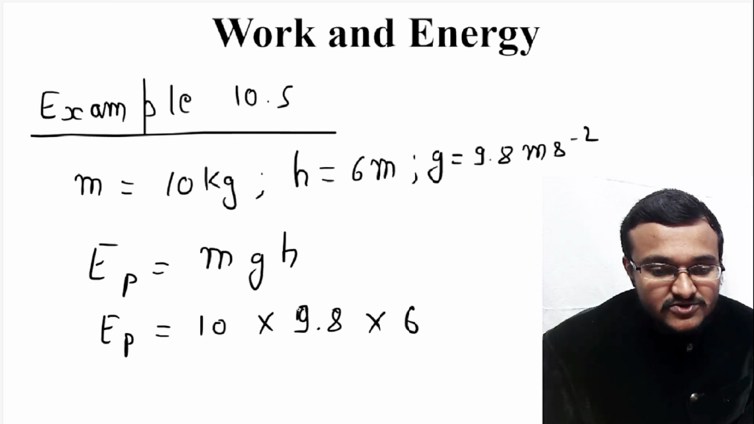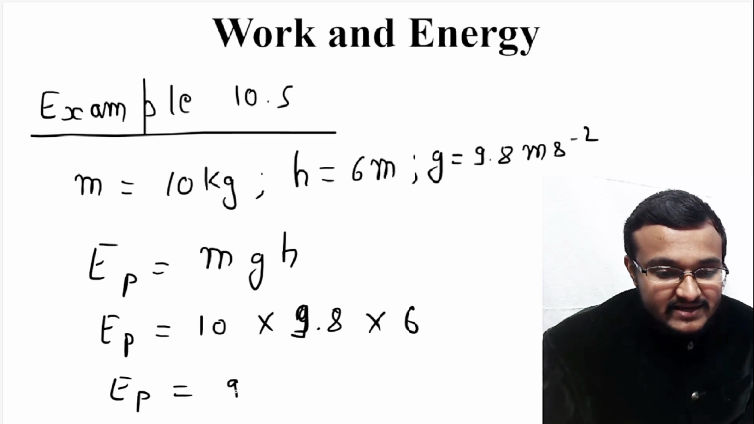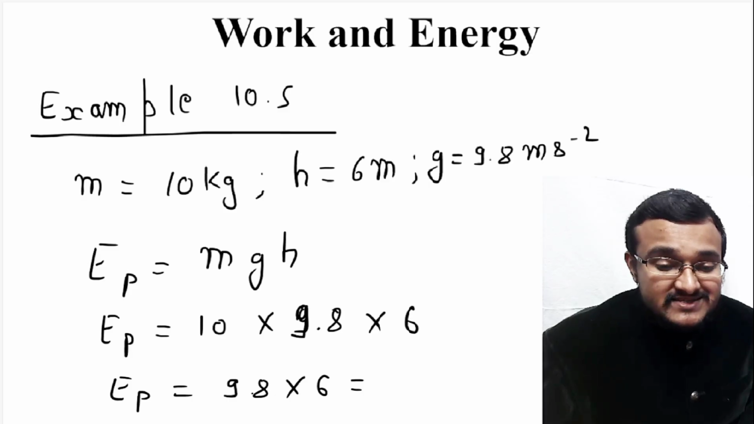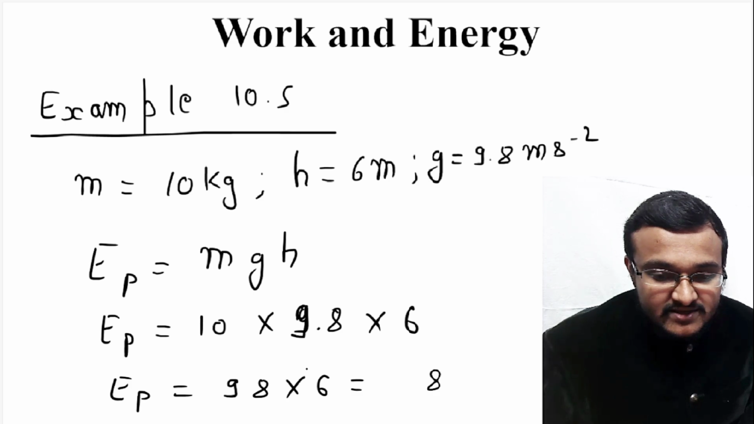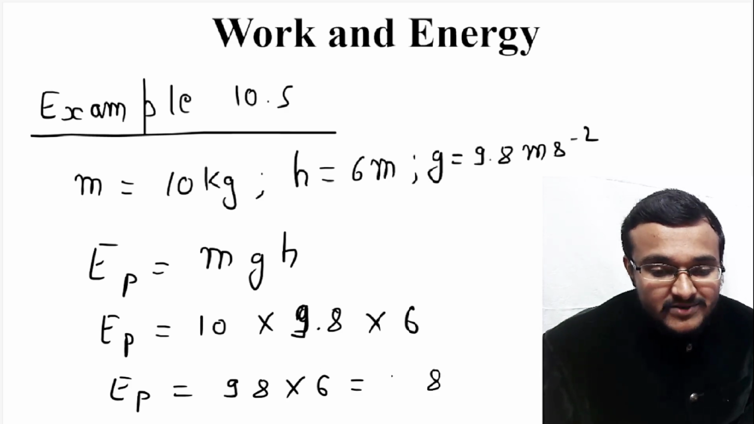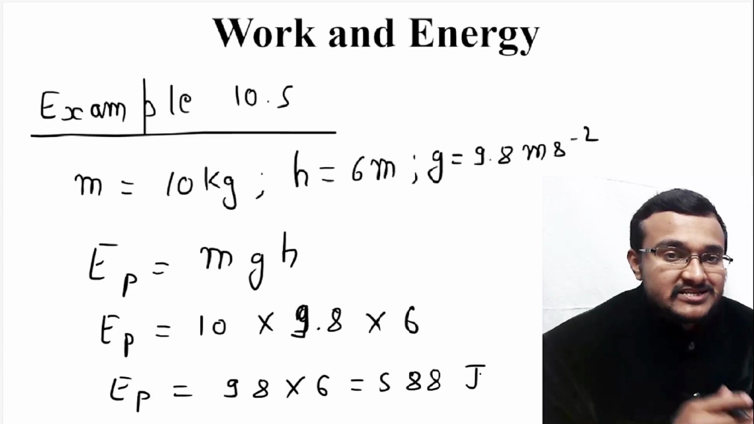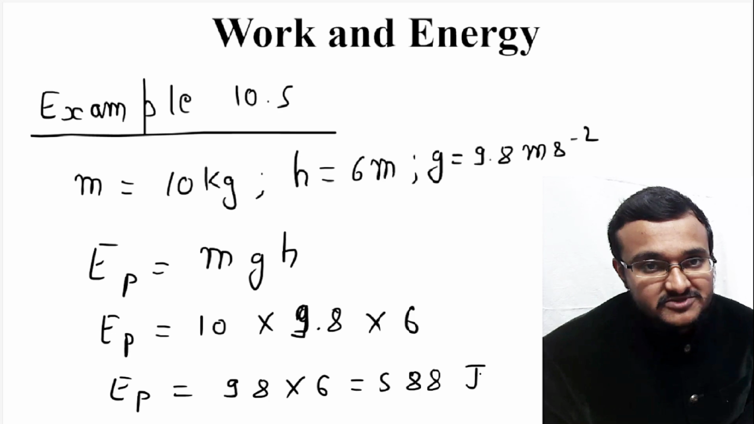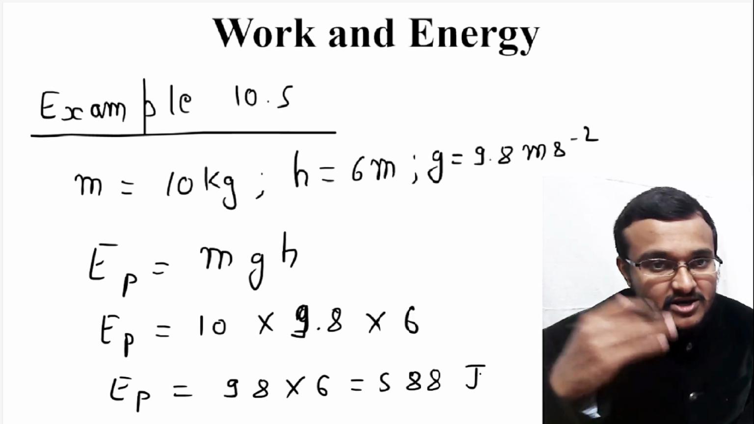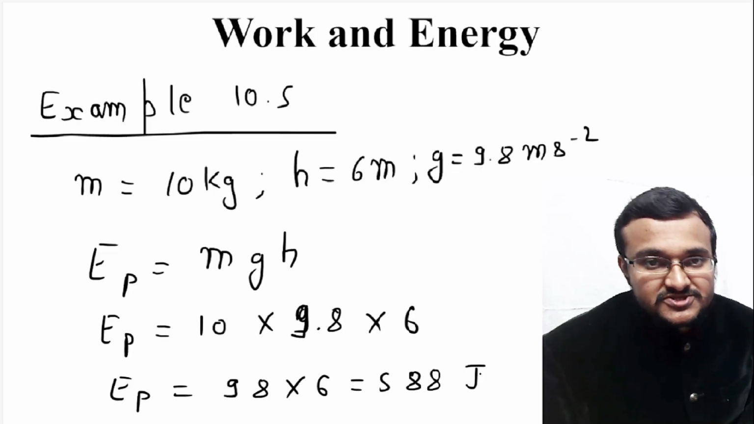Everything is in SI unit, so directly I am substituting the values. So 10 into 9.8 is equal to 98, into 6. So 98 into 6: 6 into 8 is 48, 4 carry, 6 into 9 is 54, so 54 plus 4 is 58. So 588 joules is the potential energy possessed by this object when it is kept at 6 meter high from the ground, when that particular object is having 10 kg mass. So the potential energy is equal to 588 joules.